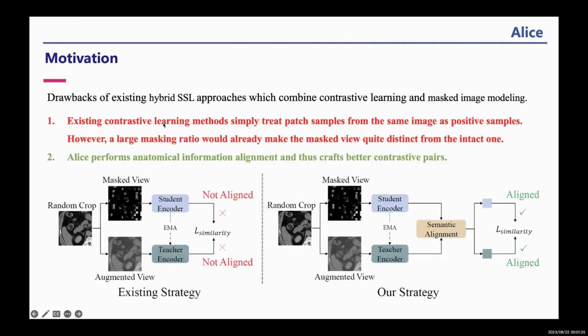Second, we address a critical oversight in existing methods that combine contrastive learning with masked image modeling. These methods tend to ignore the substantial semantic gap between masked views and augmented views. Differently, ALICE performs anatomical information alignment and thus crafts superior and more meaningful contrastive pairs.